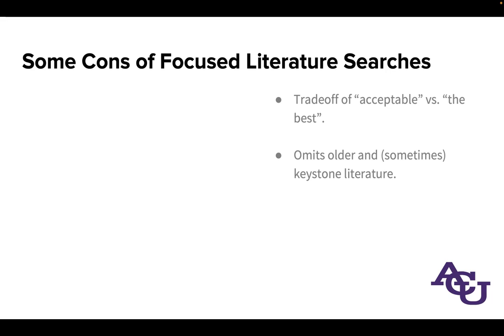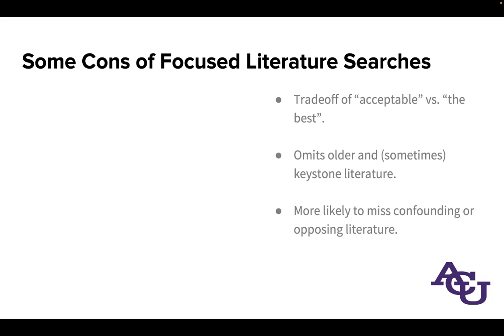The focused literature searches tend to omit older and sometimes keystone or seminal pieces of literature. And that's partly because looking at things that are more recent to try and get things that are most applicable, or that are very clearly immediately applicable, will be excluding some things that may still be getting cited, may still be used as a basis for, say, core theories or models and things like that.